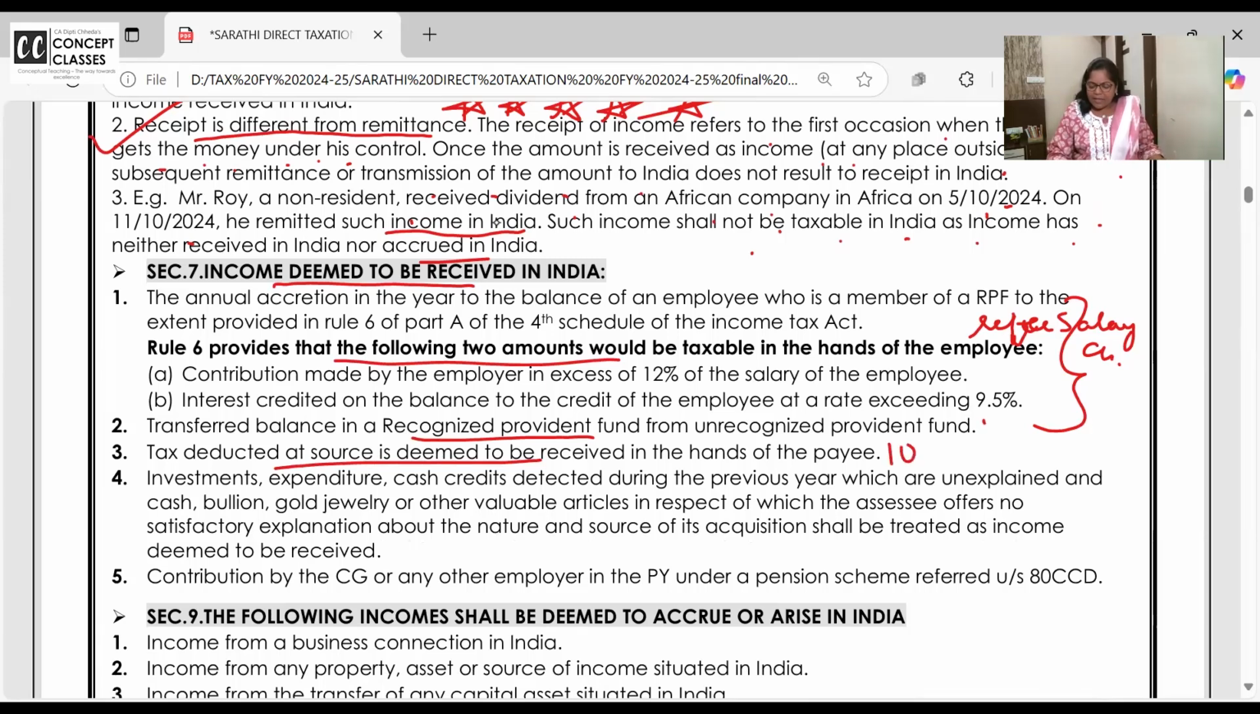Right? Your income is 10. I am deducting 1, giving you 9, but your income is taxable. Income is always the gross amount, 10 rupees. Next, investment, expenditure, cash credit, jewelry. Whatever undisclosed income is seen at your house, that's your income. Deemed to be received and you have to pay tax.